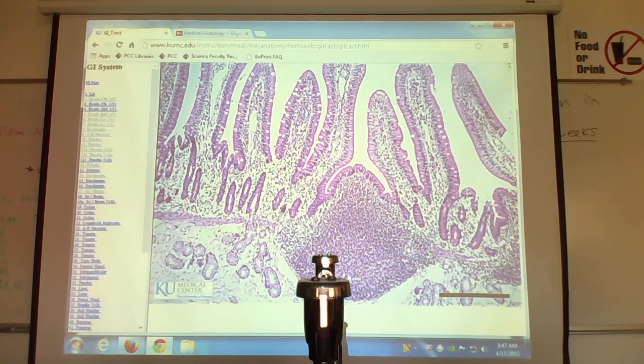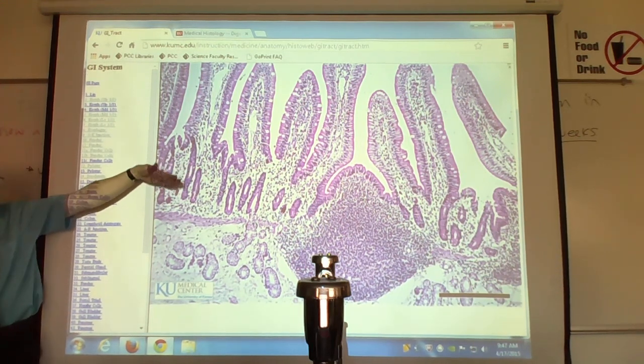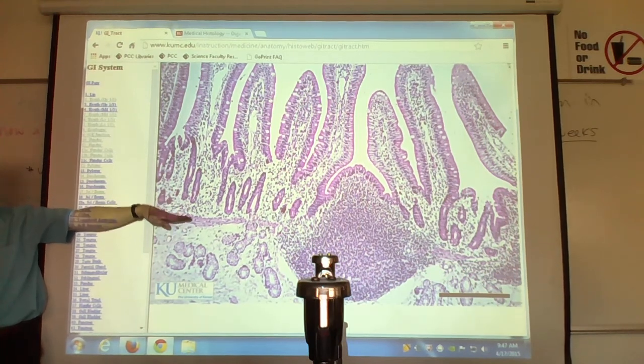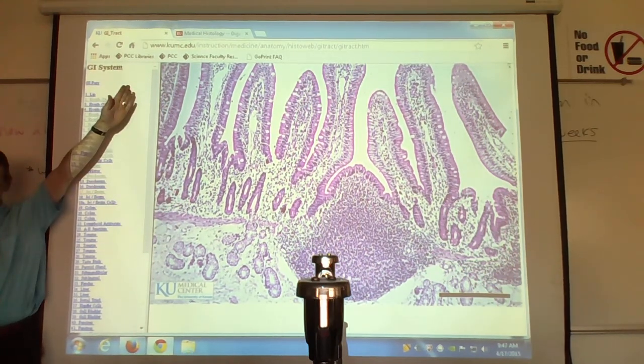Lieberkühn. Is intestinal crypt okay? Yes. Or crypt is fine. Okay, so you have the crypts of Lieberkühn. The problem is this red line. This red line represents the mucosa, everything above the red line.